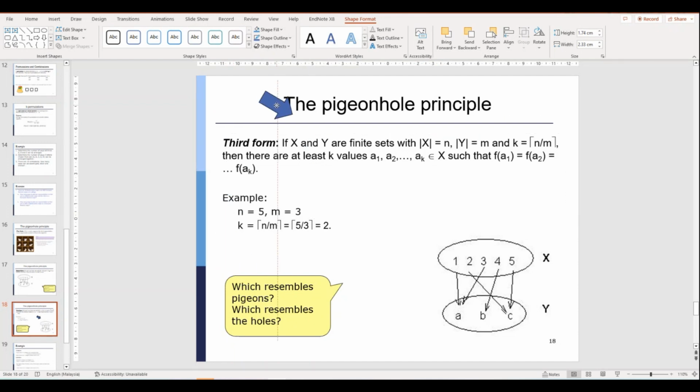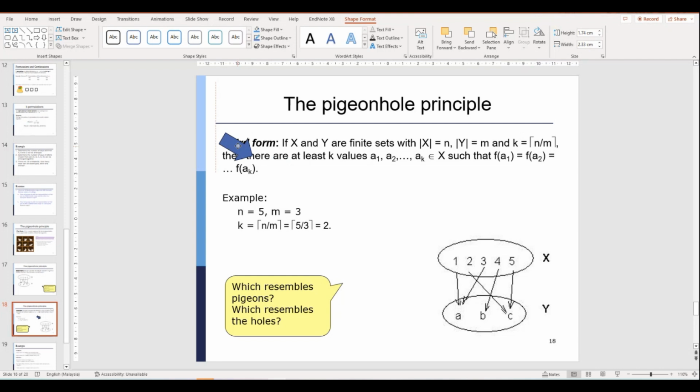Okay, the third form of the pigeonhole principle. Let's try to read this together. If X and Y are finite sets, finite sets means the number of elements inside them is limited. They won't become infinite. With the cardinality of X, remember this symbol means cardinality, how many members. The number of members in X is n, and the number of members inside Y is m. Okay, k here is given by n divided by m.